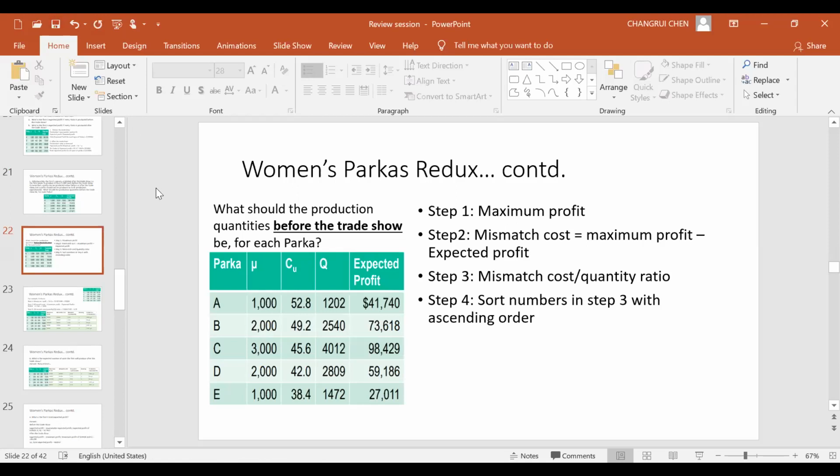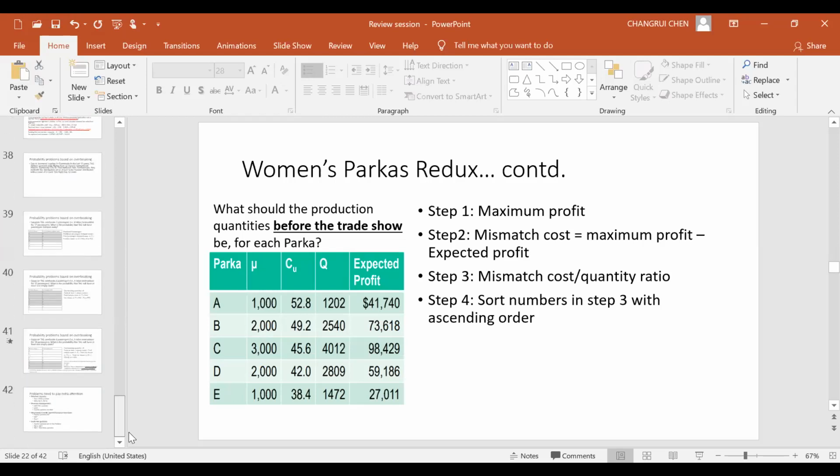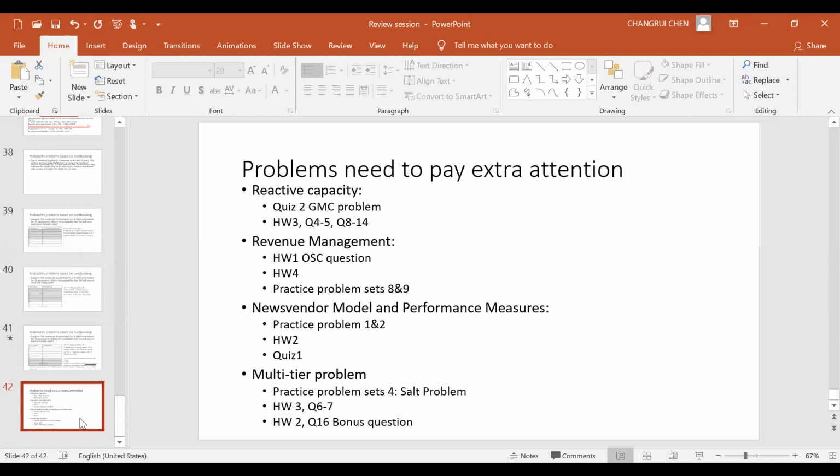And upload it to Canvas. Is there a chance you could go back to that last slide for just a second? I might study tonight and I just want to look at it again. The very last one, the one that has the problems we should pay attention to. Yeah, thank you, Ray. This was super helpful.